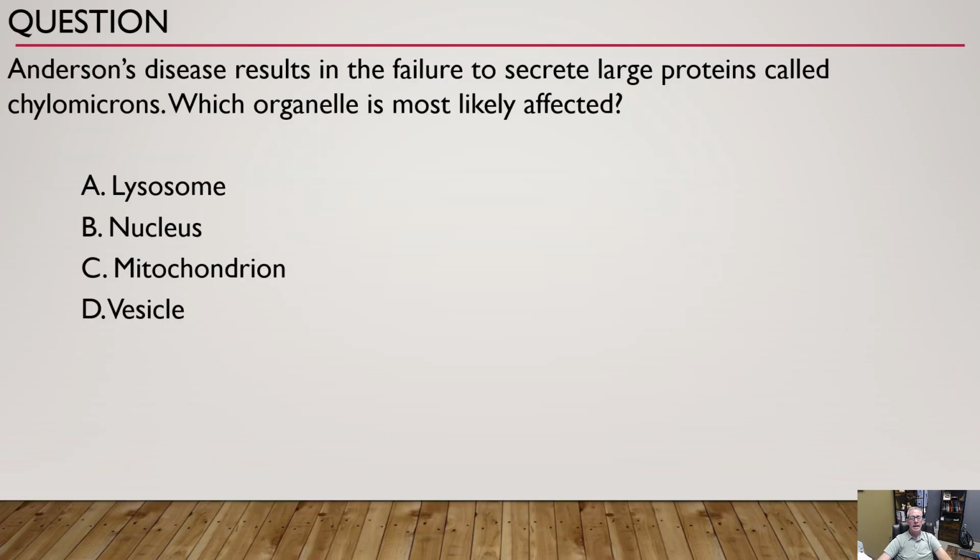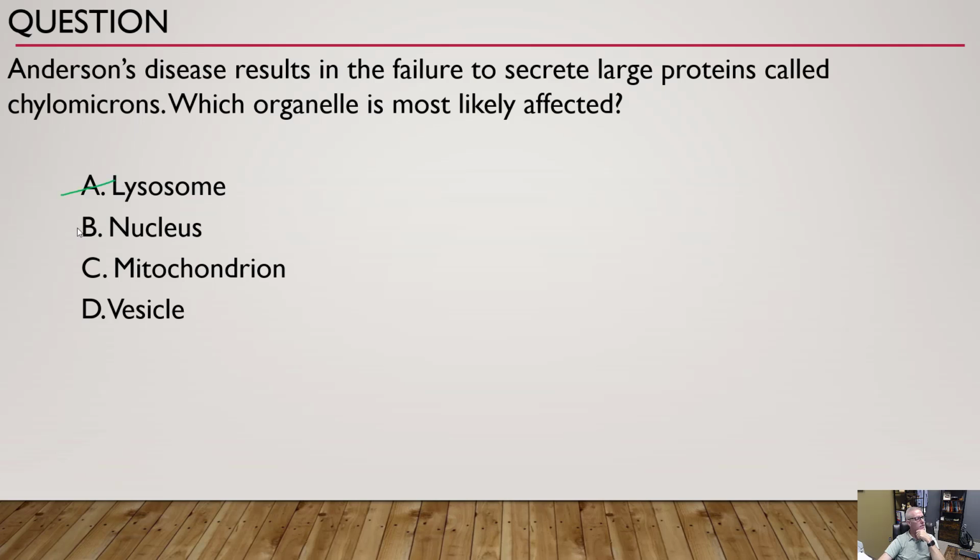All right, so Anderson's disease results in the failure to secrete large proteins called chylomicrons. Which organelle is most likely affected? So we can't secrete large proteins. All right, so what secretes large proteins? Lysosomes. Lysosomes are responsible for breaking down proteins, not secreting them.